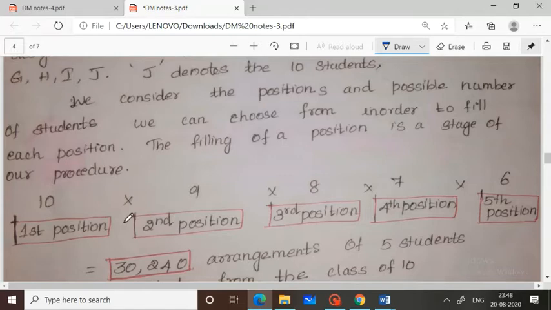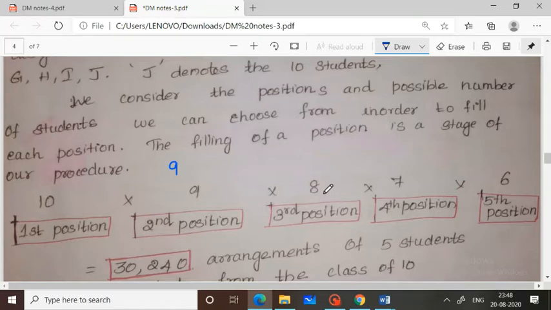It is not possible for a person to be seated in both the first and second position. Remember that when you place a person in the first position, he is not allowed to sit in the second position. He can't sit in both the first and the second position. That means now you are left with 9 students. Out of the 9 I have to select 1. So the second position can be filled in 9 ways.